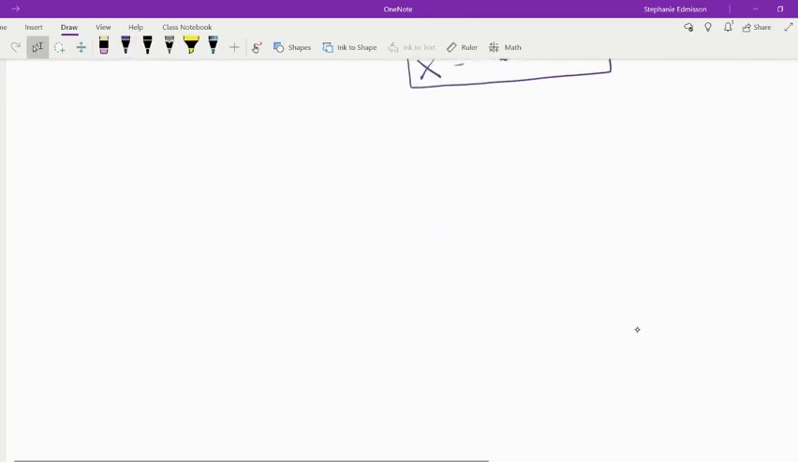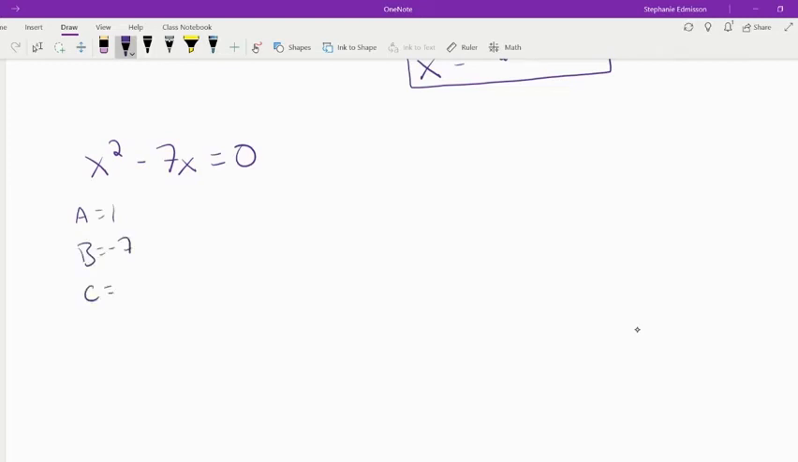Next example, x squared minus 7x equals 0. Okay, now this is a question that only has an A and a B. C is not there because C is 0. So A equals 1, B equals -7, and C equals 0. Now this is one that actually could be solved by factoring, but let's go ahead and solve it with the quadratic formula just so you can see that either way works.